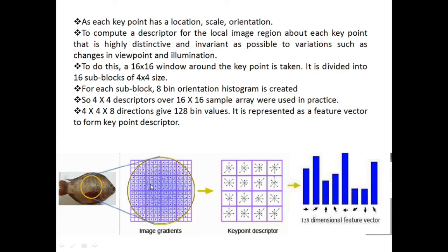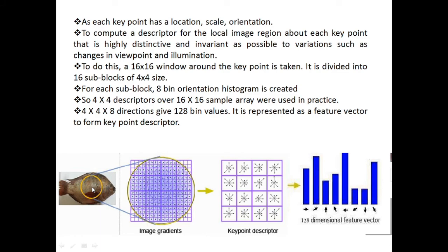If you consider this one, this is the result, right? In this manner you need to analyze. So the 4 cross 4 descriptors is the result, the key point descriptor for this 16 cross 16 sample array. Now I can say this is my 4 cross 4, and each and every box has 8 bins. So 4 cross 4 cross 8 directions, where bins are nothing but directions, gives 128 bin values. It is represented as a feature vector to form the key point descriptor.